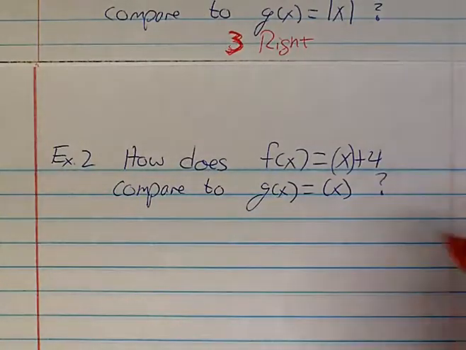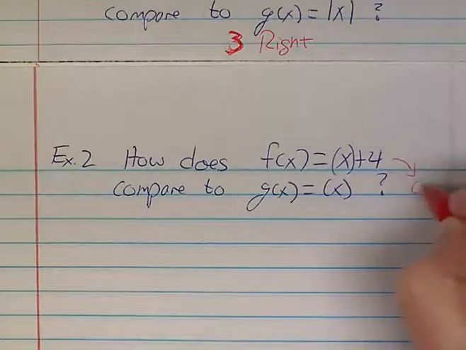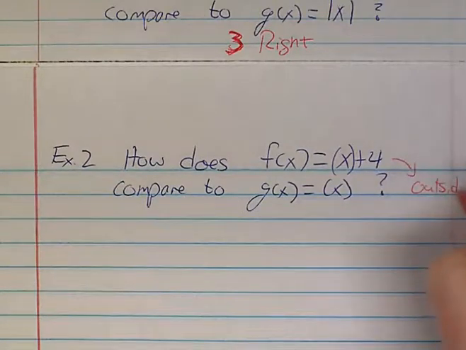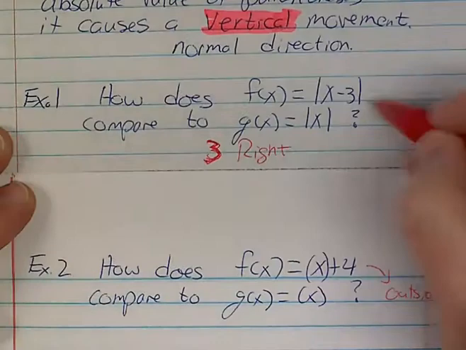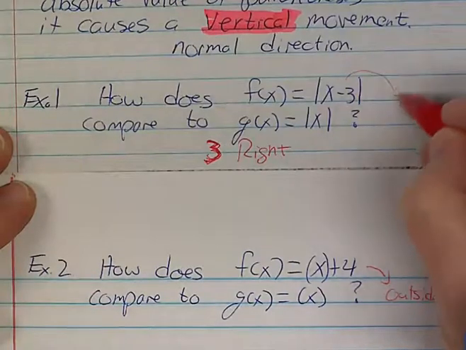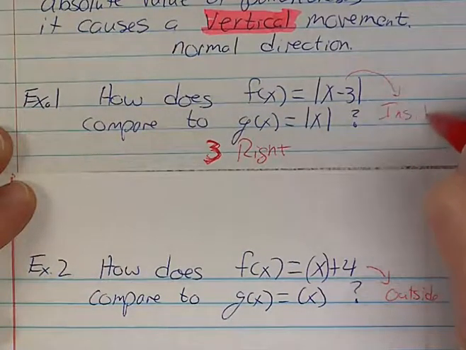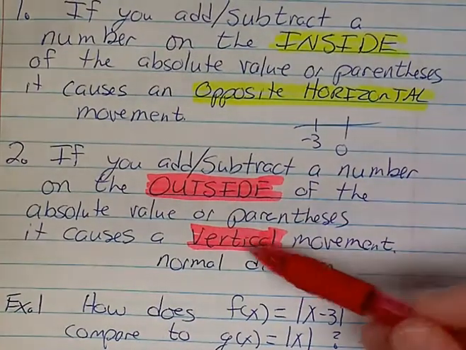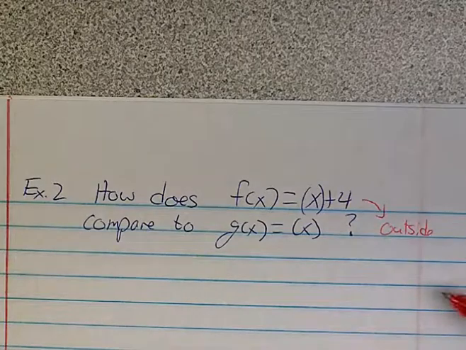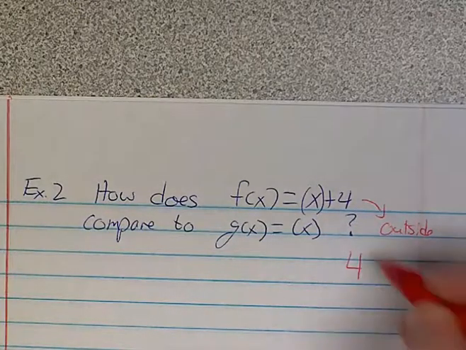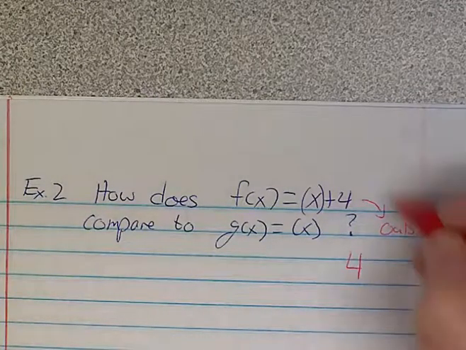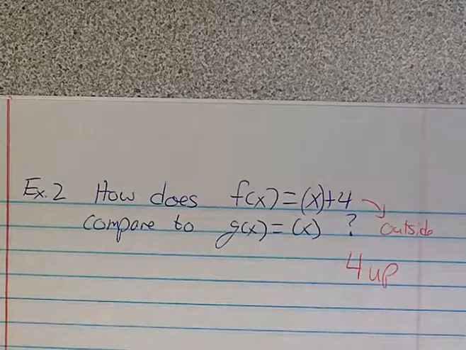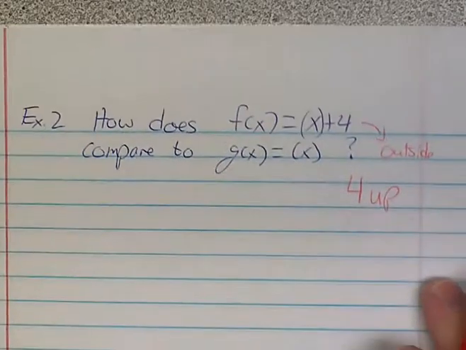This 4 is on the outside. Back here we could have looked at this one and said, all right, that -3 is on the inside. Well, in this case, the plus 4 is on the outside. So if it's on the outside, we're going to move it vertical, up or down, in the normal direction. So if it's plus 4, that means we're going to go 4 spaces, adding up, basically normal direction. So this is going to be 4 spaces up. 4 units up, 4 up, if you just want to go for short.